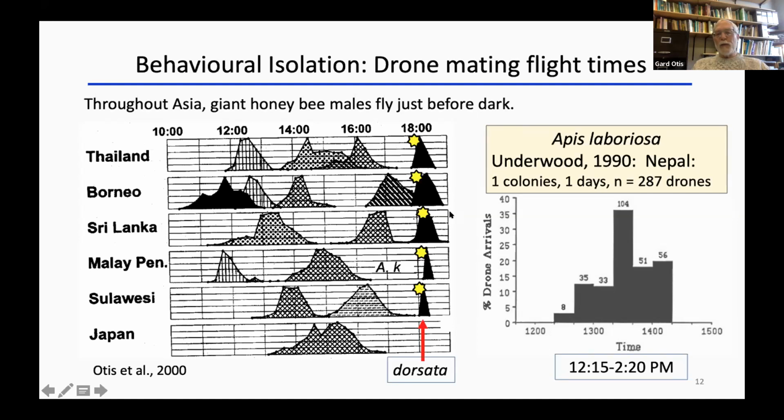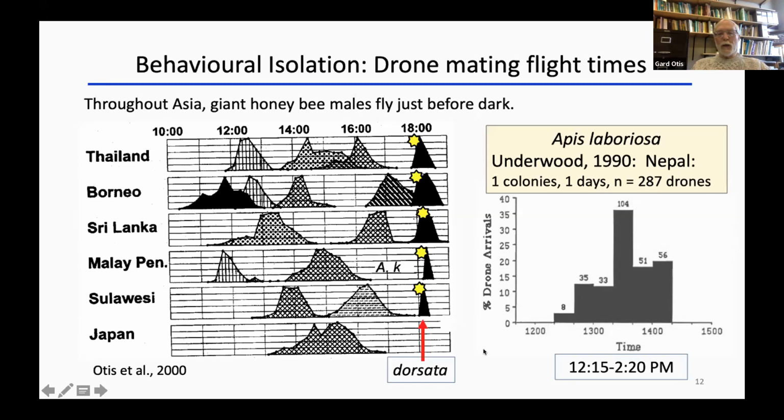We have data from Ben Underwood, where he sat on a platform that he'd pinned to a cliff, about 2 meters away from a nest, and recorded the numbers of drones that were returning to that nest. He has data because of rainfall. He was only able to get data on 1 day from one colony. But there you see the data. They started flying at about 12:15 and finished their flight for the afternoon at 2:20. So about a 2-hour period early in the afternoon.